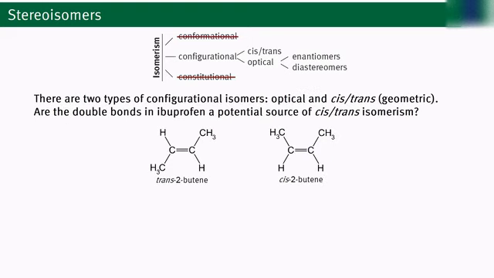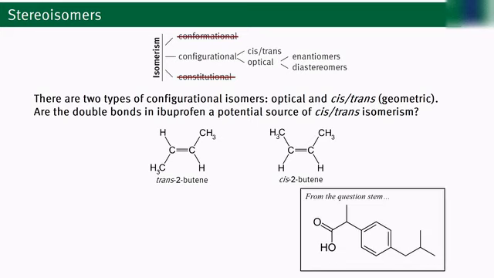Since we've narrowed our options down to configurational isomers, we need to see whether ibuprofen is an optical or cis-trans isomer. In order to have cis-trans isomerism, we need double bonds. Let's look at our ibuprofen molecule to see what double bonds we're dealing with.